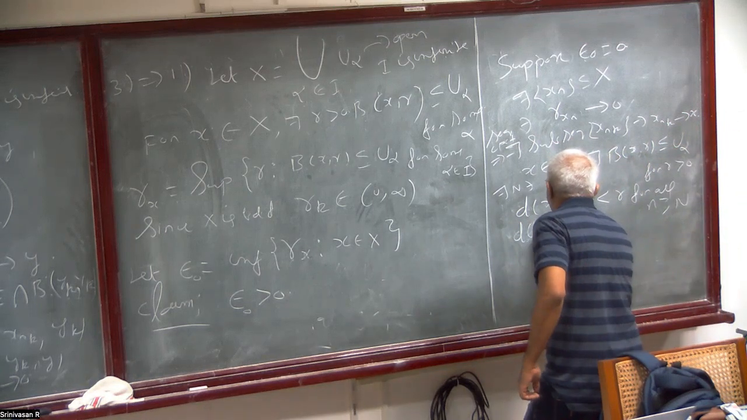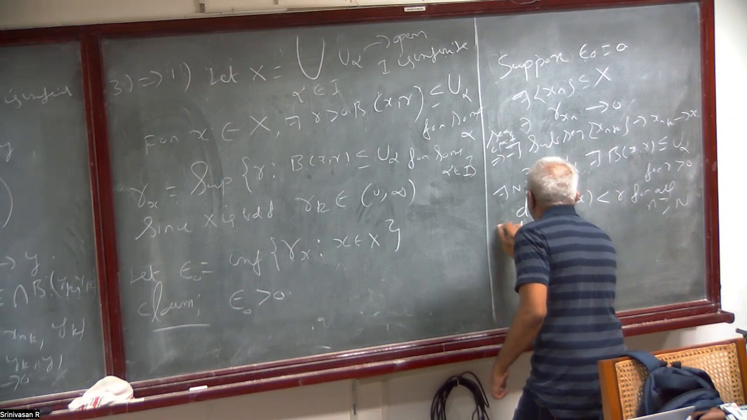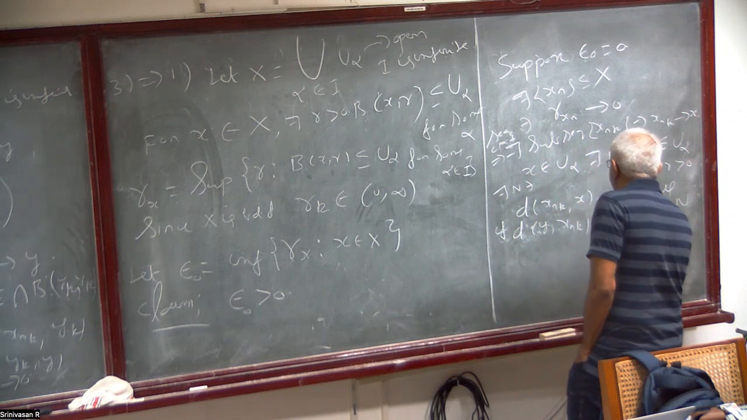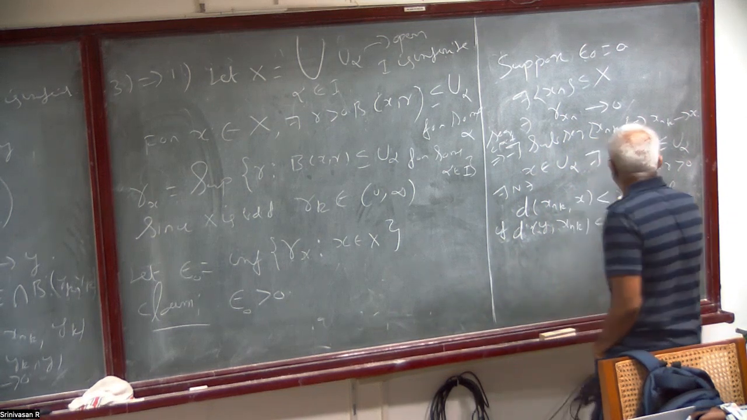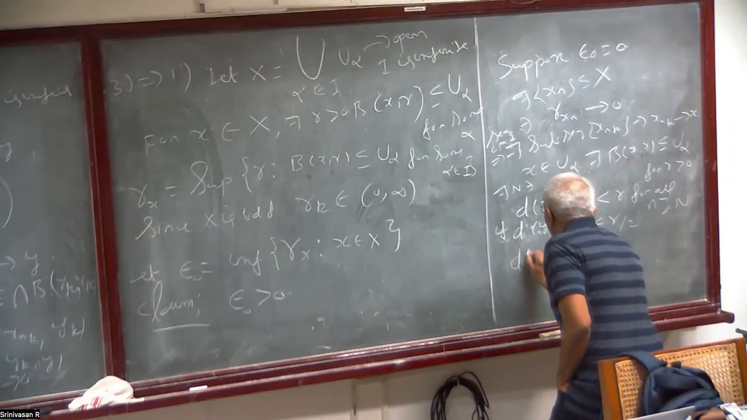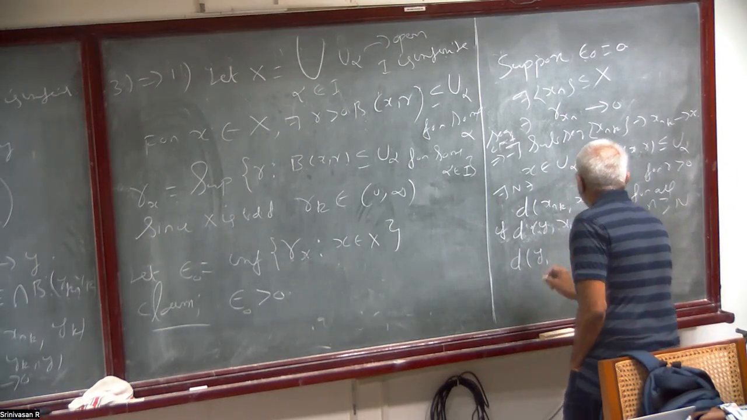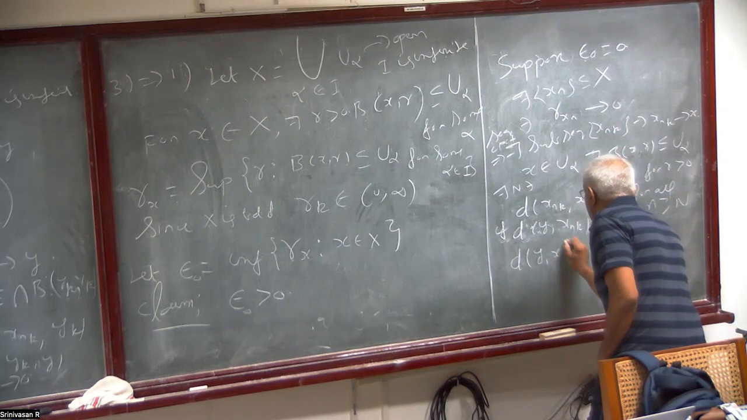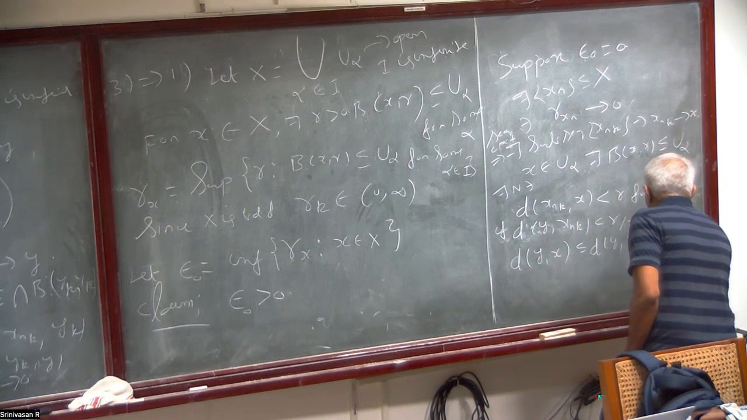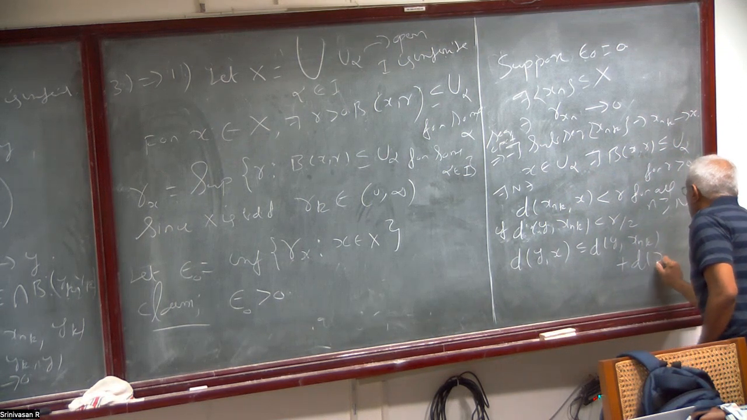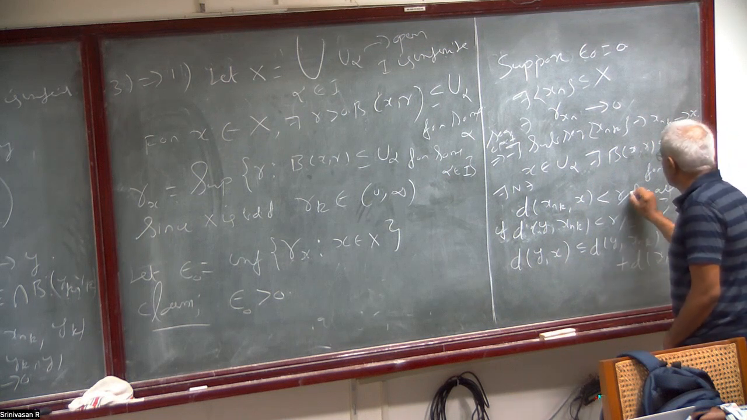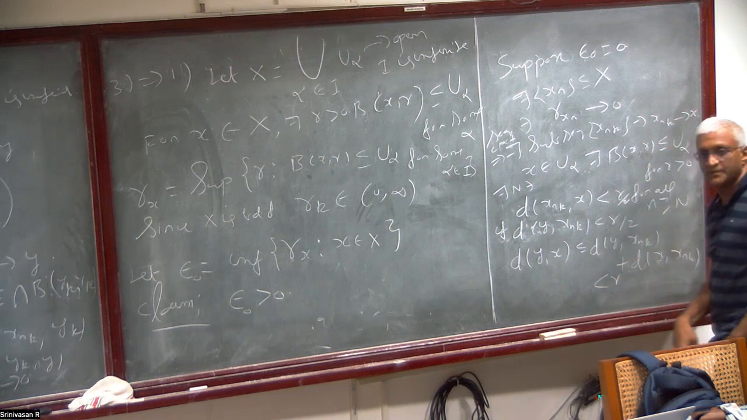Now d(x, x_k). If d(y, x_k) is less than r/2, maybe this here also r/2, I need, maybe r/2 here. Let's see. Then d(y, x) is less than or equal to d(y, x_k) plus d(x, x_k). Now maybe call this r/2. So this is less than r.